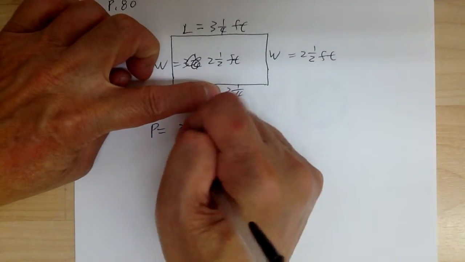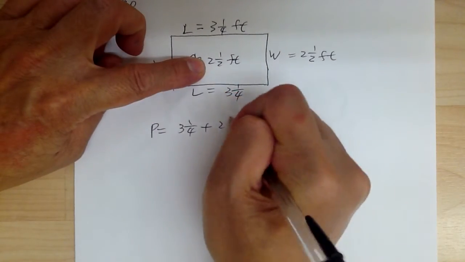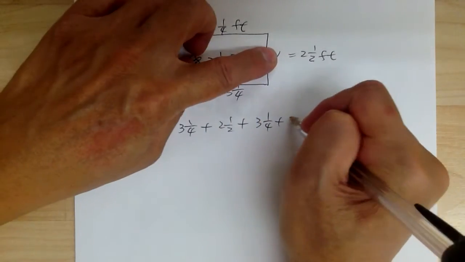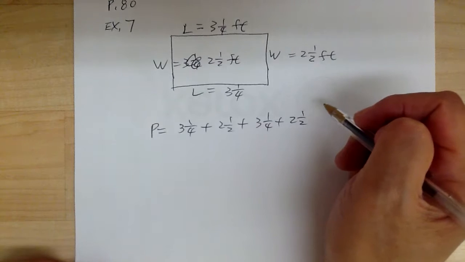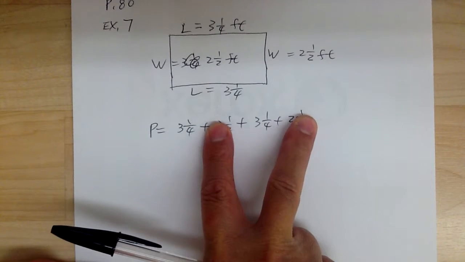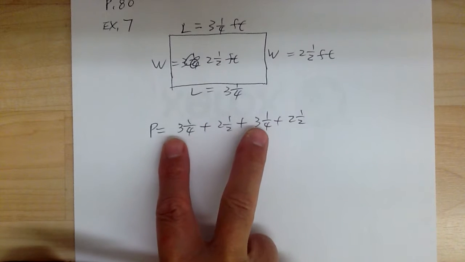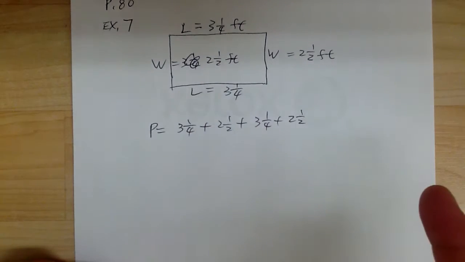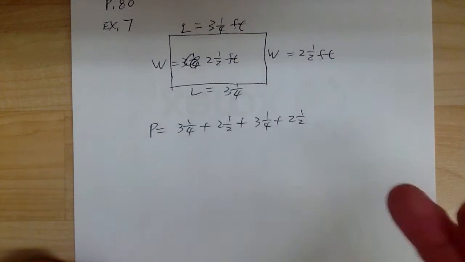So this side is 3 1/4. This side is 2 1/2. Plus this side is 3 1/4. Plus this side is 2 1/2. Now, if you notice, the fractional parts will add up to 5, so you can add these 2 together, they give you 5. This will give you 6 1/2, and therefore the answer will be 11 1/2. So it's very quick. But if you don't see that, that's fine.